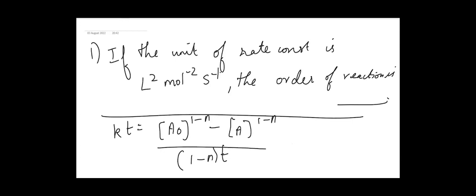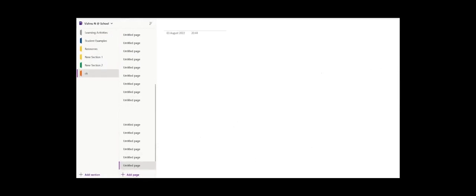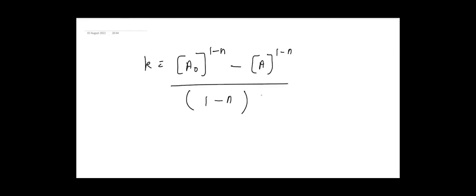Now we are asked the unit of the rate constant. So let us bring the variable t to the other side. If we bring t to the other side, we get k is equal to a naught power 1 minus n minus a power 1 minus n divided by 1 minus n times t.